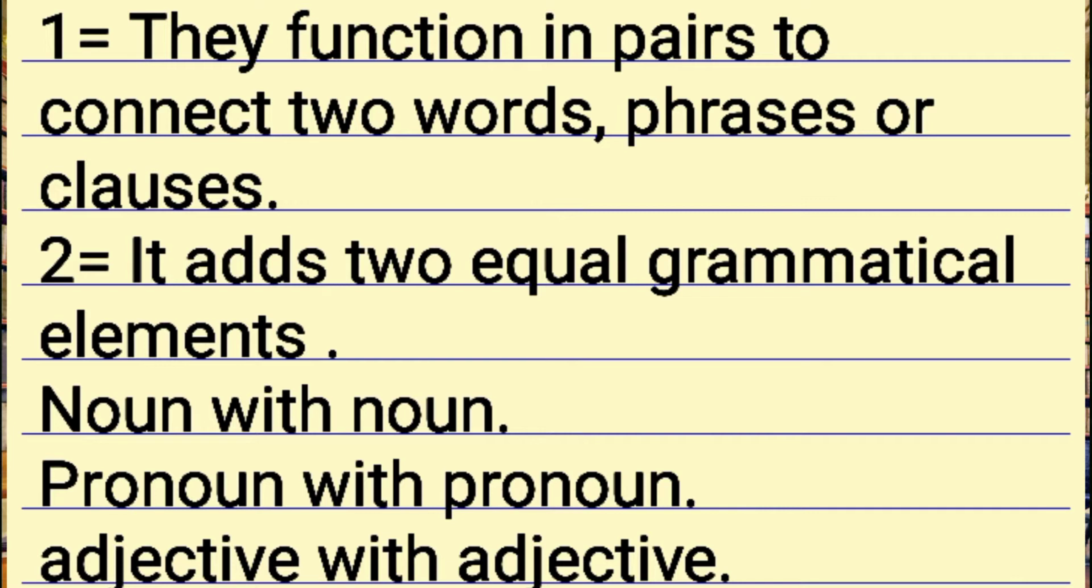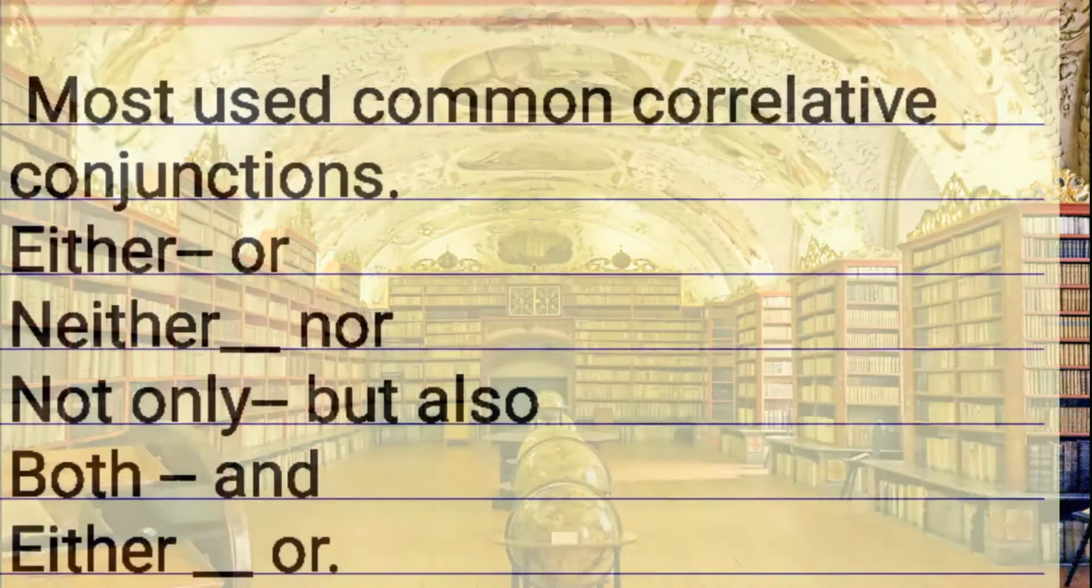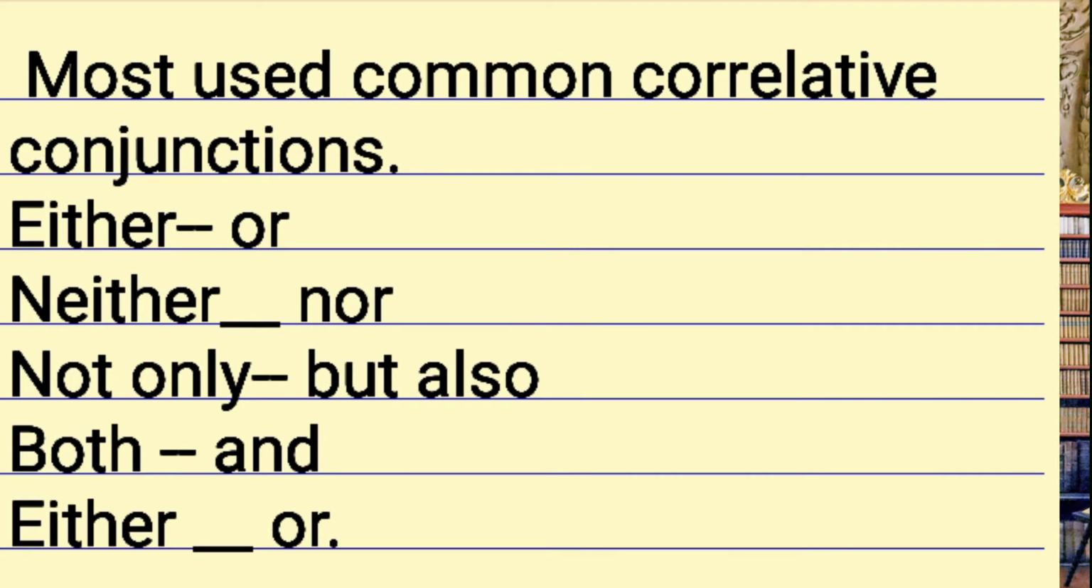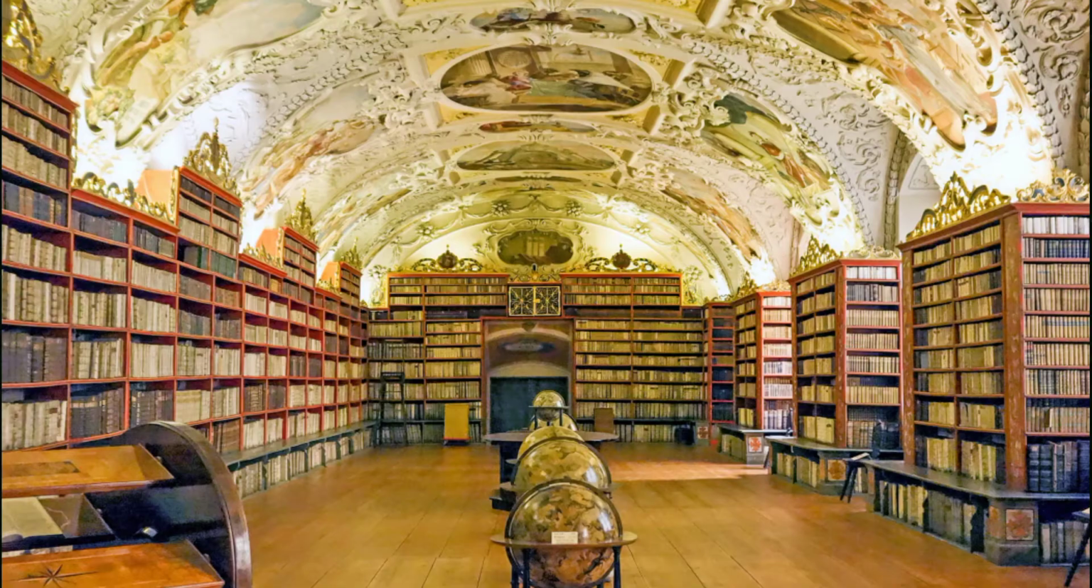Now, there are the most common correlative conjunctions, right, which are used in daily life conversation. So this is the list of the most commonly used correlative conjunctions: either or, neither nor, not only but also, both and. These are the most used common correlative conjunctions, right? So let's begin with either or, right?